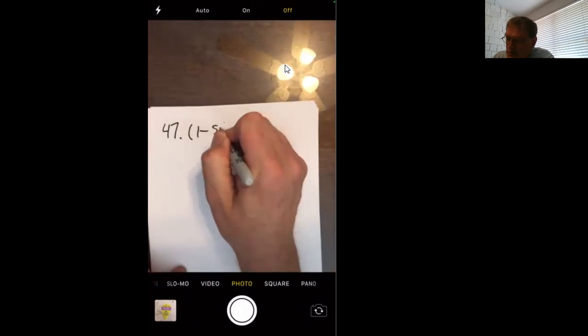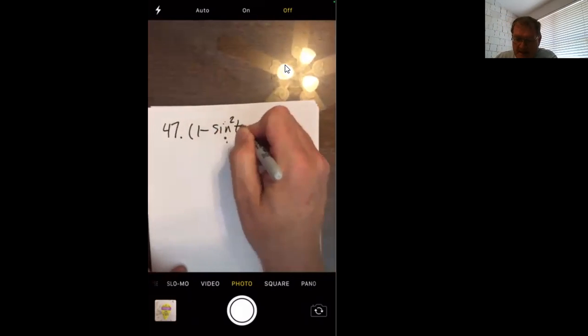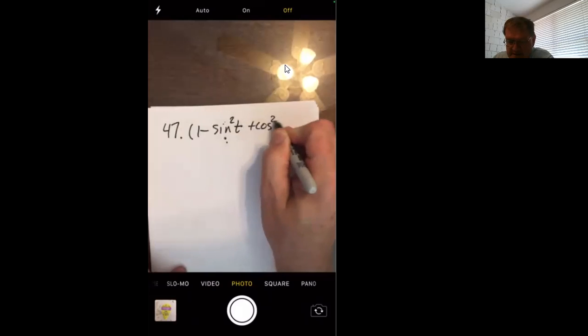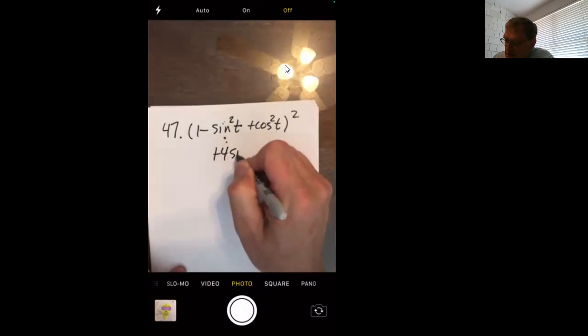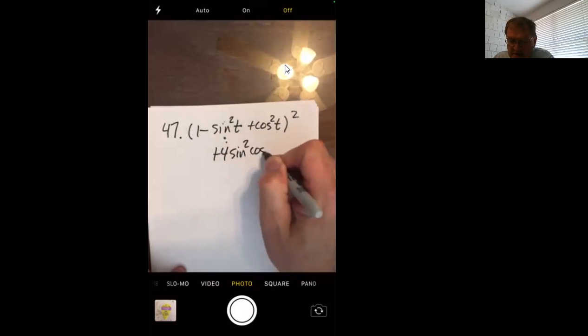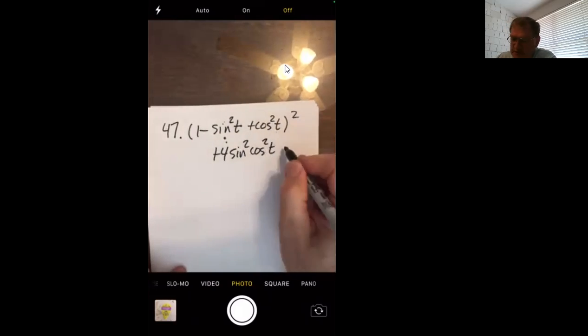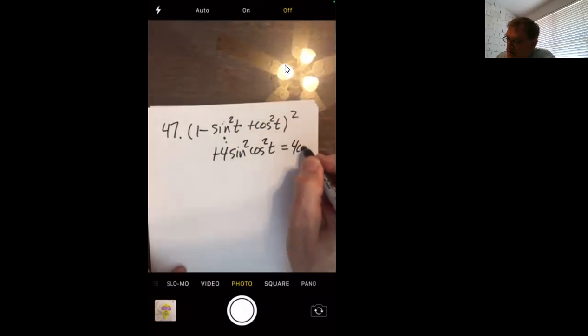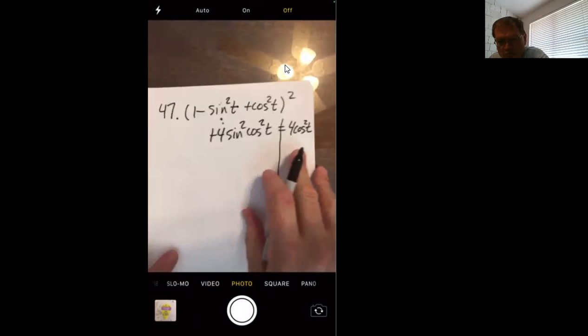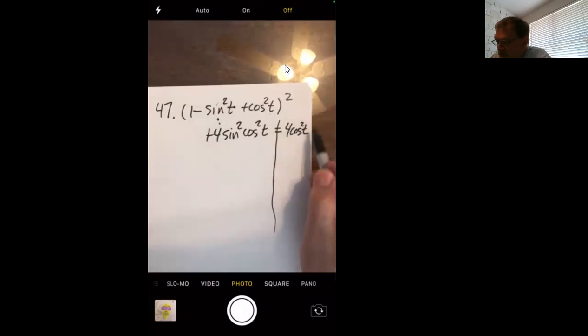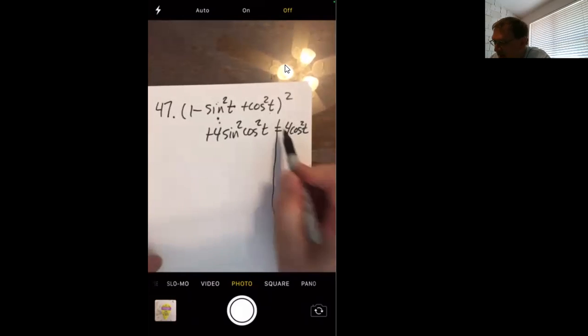1 minus a sine squared t, add a cosine squared t, and then square it. Add 4 sine squared t and cosine squared t. Comes up equal to 4 cosine squared t. All right. I hope it's obvious there really isn't much you could do. You could convert it to 4 divided by secant squared, but you're never going to turn that into this.